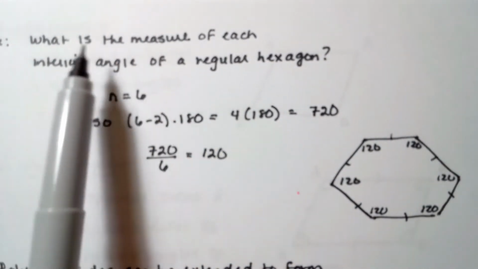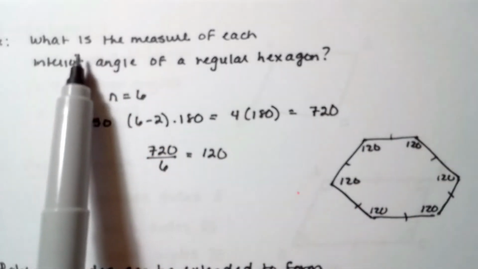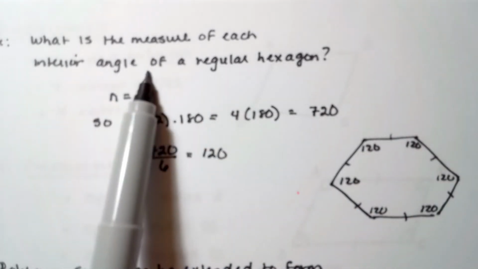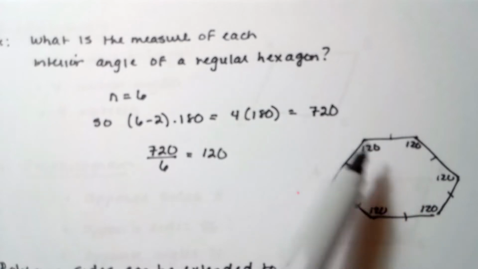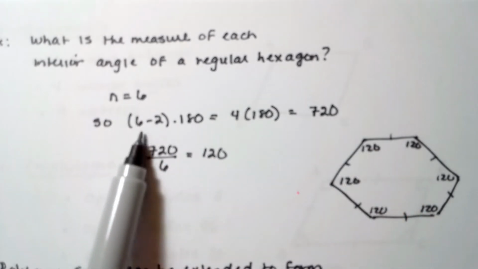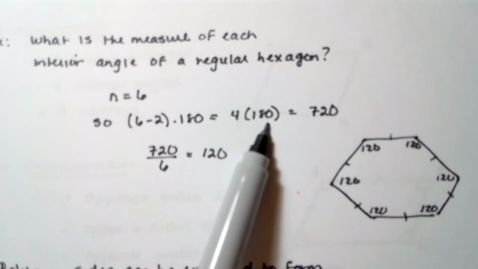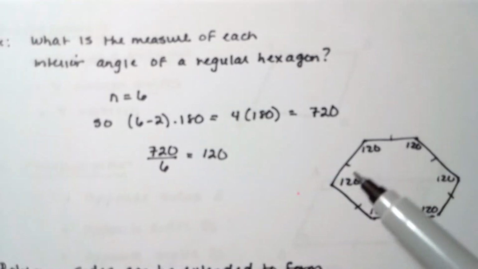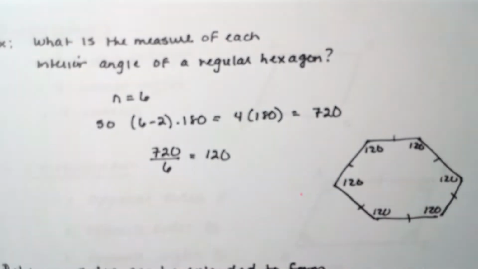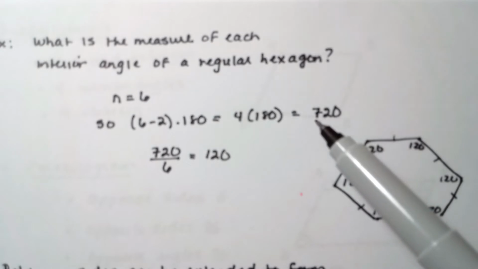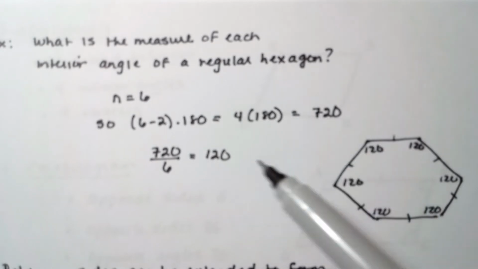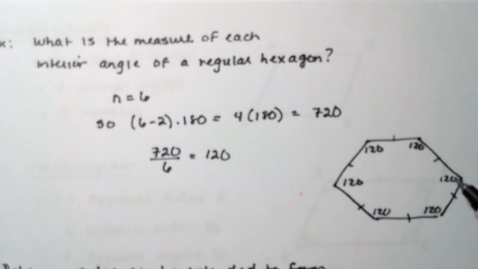But before that, it says, what is the measure of each angle of a regular hexagon? A hexagon has 6 sides, so 6 minus 2 is 4, times 180 is 720. So I know all of these angles have to add up to 720. So all I do is take the total sum of the angle measure and divide by the number of sides. And that's how I found the measure of each individual angle. Very, very important, so make sure you know this.